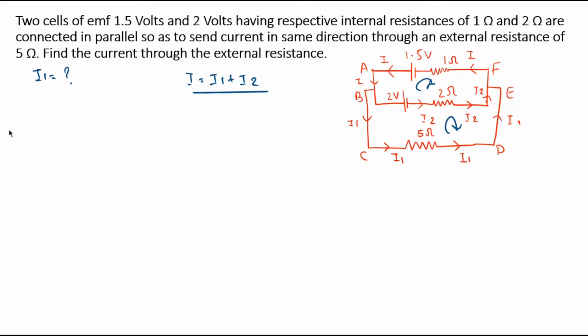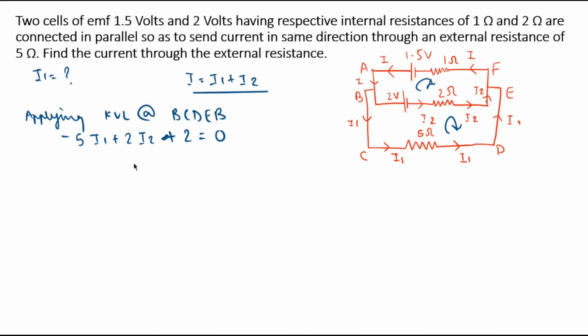So applying KVL at loop BCDEB based on the previous rule that I explained to you, we get minus 5 I1 plus 2 I2 plus 2 equal to 0. Now rearranging it, we get 5 I1 minus 2 I2 equal to 2. Let's name it equation 1.